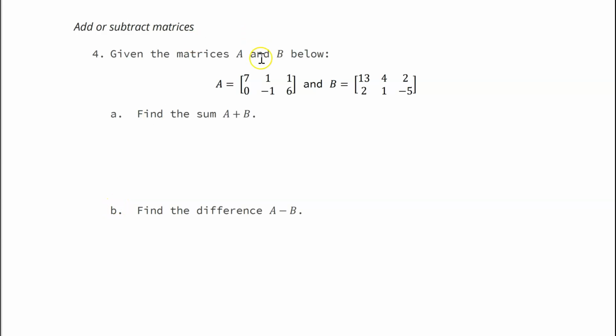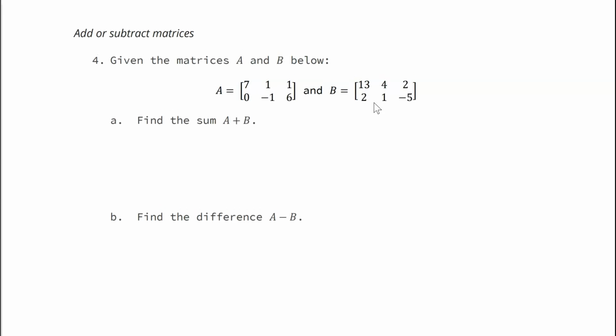Another example, given matrices A and B below, find the sum A plus B. Before finding the sum, we make sure that both matrices have the same dimension. The dimension of matrix A is 2 by 3, and matrix B is also 2 by 3. So both of them are 2 by 3 matrices. So let's get the sum. To get the sum A plus B, you just add the corresponding entries.